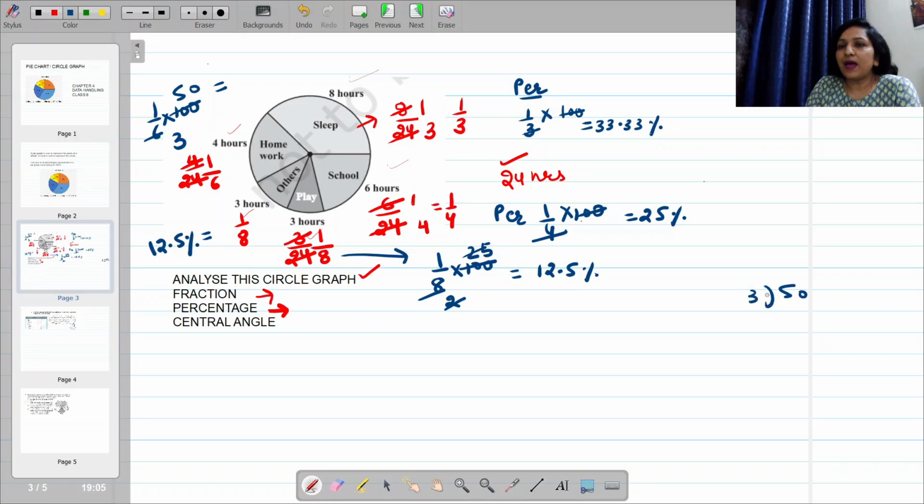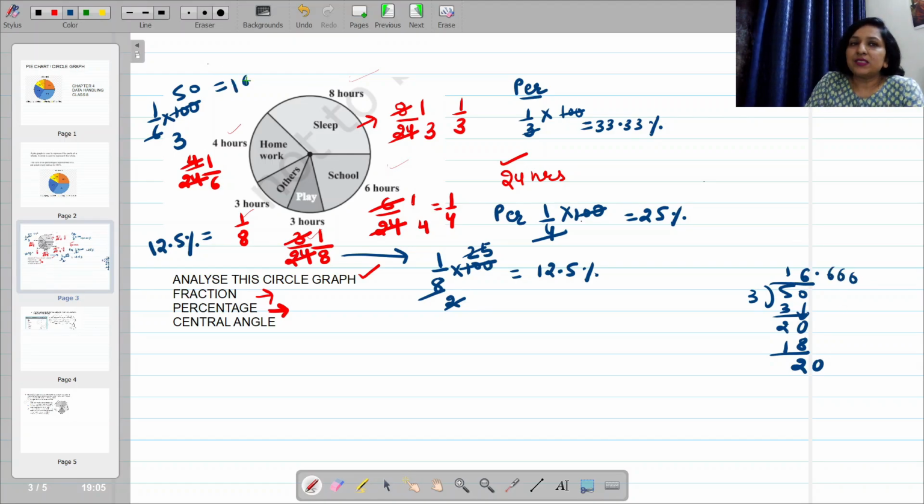Divide 50 by 3. 3 into 1 is 3. Difference is 0, bring the 0 down. 3 into 6 is 18. Difference is 2, and after the decimal I can borrow as many zeros. So 666 will continue. So you can take till 2 digits: 6.67 percentage. We got the percentage of each.